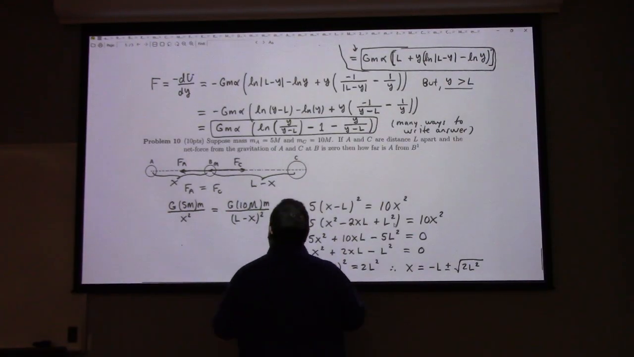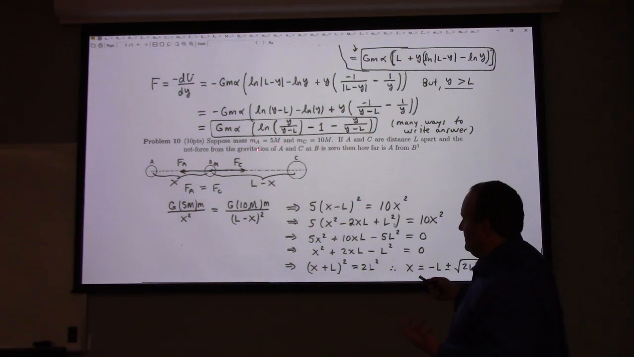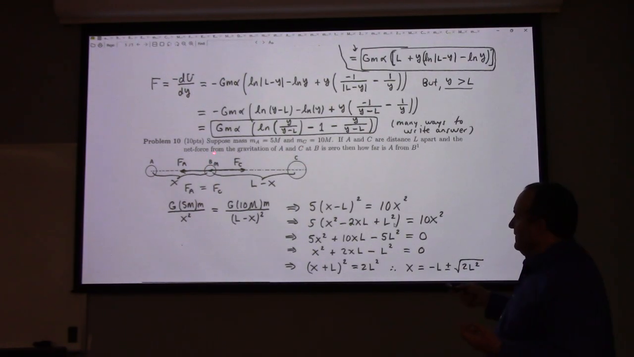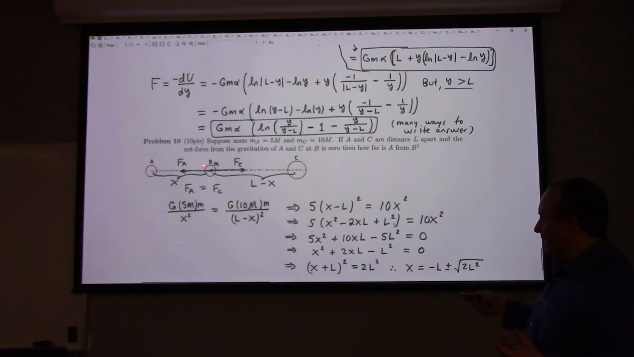So you have a mass of 5 at A and 10 at C, and I give that A and C are a distance L apart, and the net force of gravitation of A and C at B is 0. And then the question is, how far is A from B? So we know that the net force here is 0.